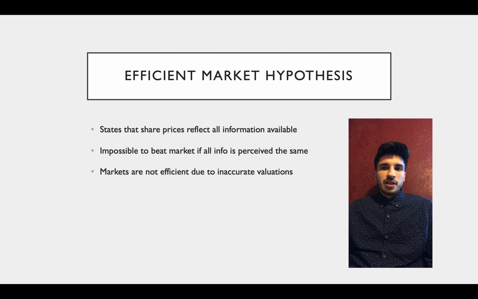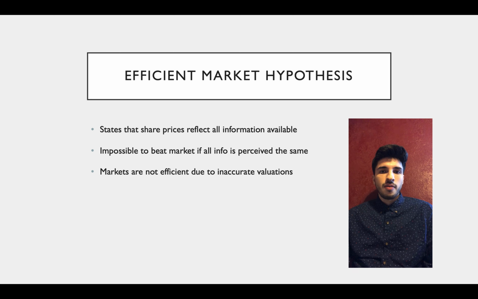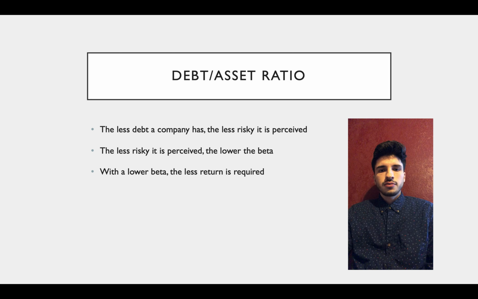Next, I will talk about the efficient market hypothesis, which states that share prices reflect all available information and that investors all perceive this information in the same manner. This would mean it is impossible for investors to beat the market, as stocks would all be valued correctly. This hypothesis has very little impact because markets are not efficient, as stocks aren't all valued correctly, and investors don't all perceive the information the same way.